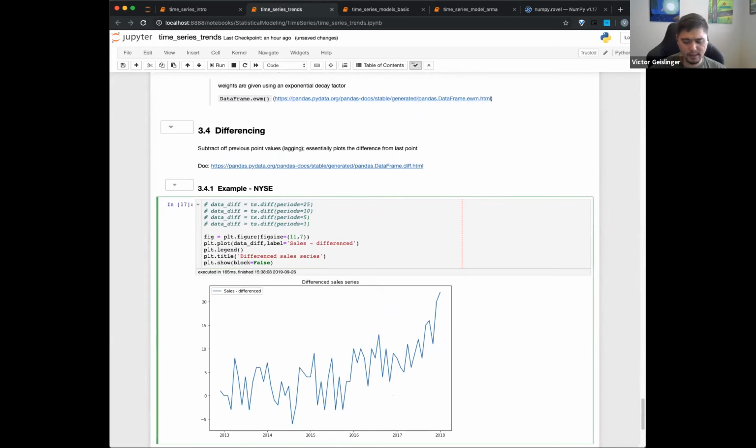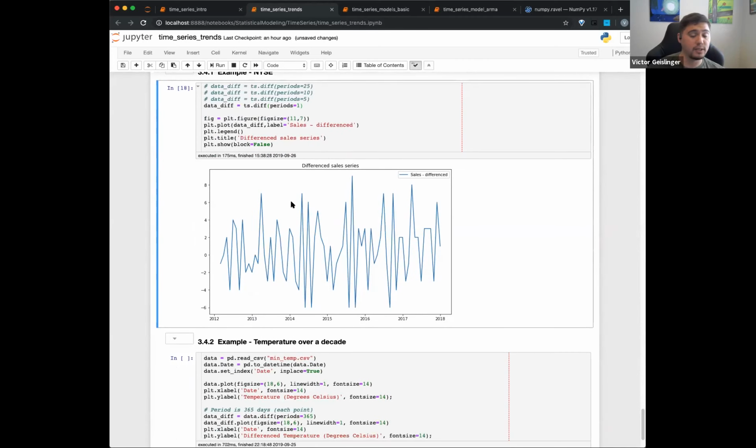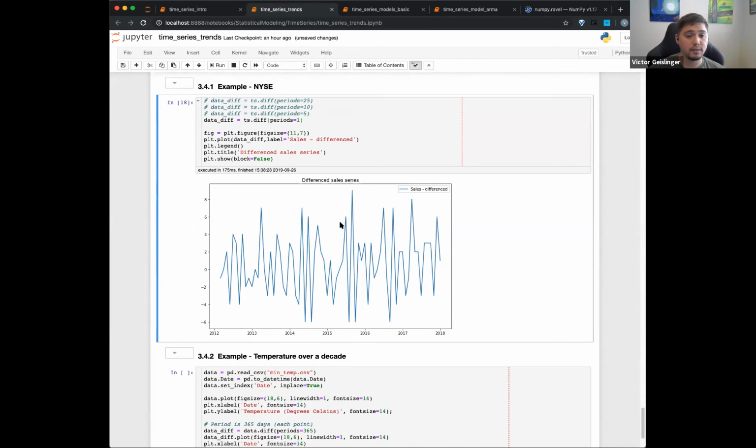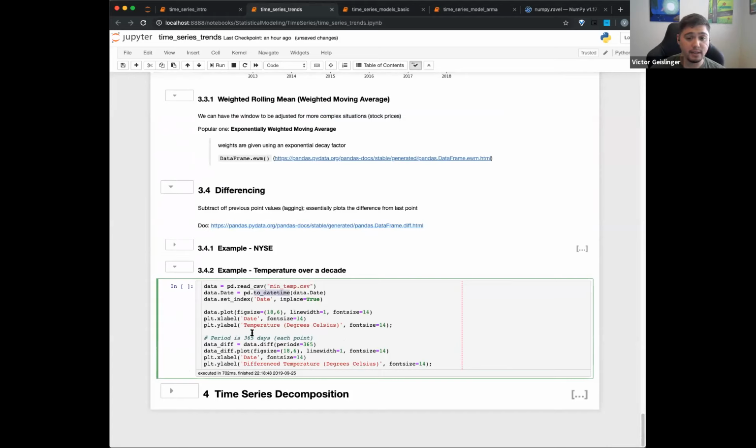I think this is going to be a little more clear when we actually do decomposition. I'm going to skip over this part unless you guys would like me to talk a little more about this differencing aspect. Okay, I think this is more clear with something like the temperature data. So I'm going to plot the temperature without any differencing, and then I'll plot the temperature after doing a difference of 365.